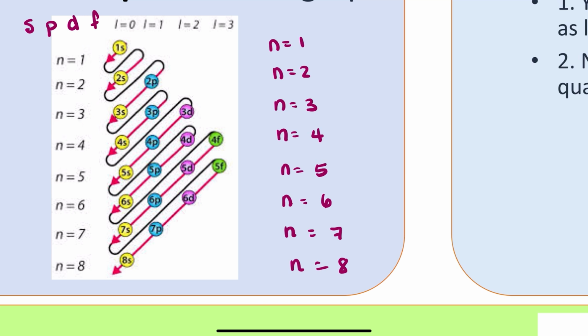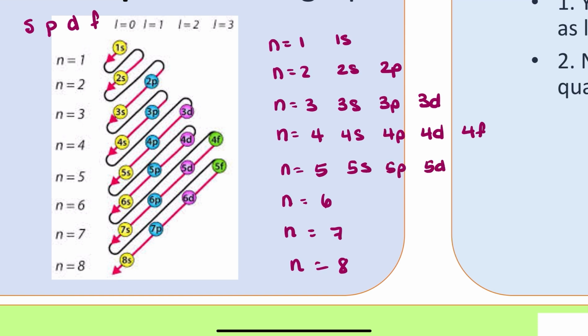n equals 1 means I have one type of orbital, 1s. n equals 2 means I have 2 types of orbitals. I have to start over every time. So 2s and 2p. n equals 3 means 3 types of orbitals. I have to start over with s: 3s, 3p, 3d. 4 types of orbitals: 4s, 4p, 4d, 4f. 5s, 5p, 5d, 5f. Now I could go to 5g here, because at that point we're going to start following the alphabet, but I'm going to stop at f because I'm looking at ground state.